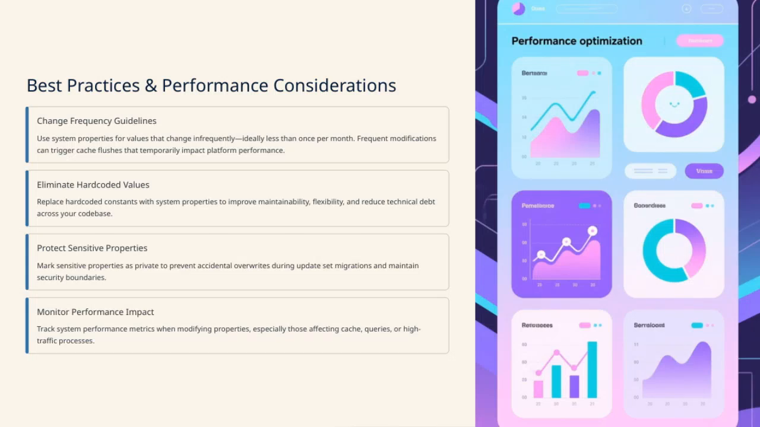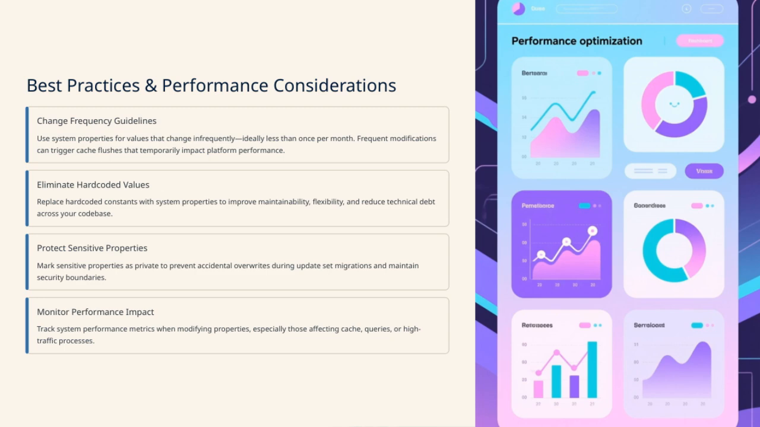When we're modifying properties, especially those that affect cache, queries, or high-traffic processes, it's crucial to track system performance metrics. This helps us understand how changes impact the overall system and ensures we can quickly identify any issues that might arise. Monitoring performance impact is an ongoing process, and being proactive here can save us a lot of trouble down the line. Next, it's important to mark sensitive properties as private. Doing this prevents accidental overwrites during update set migrations and helps us maintain security boundaries. Protecting sensitive data is a key part of keeping our systems secure and reliable.